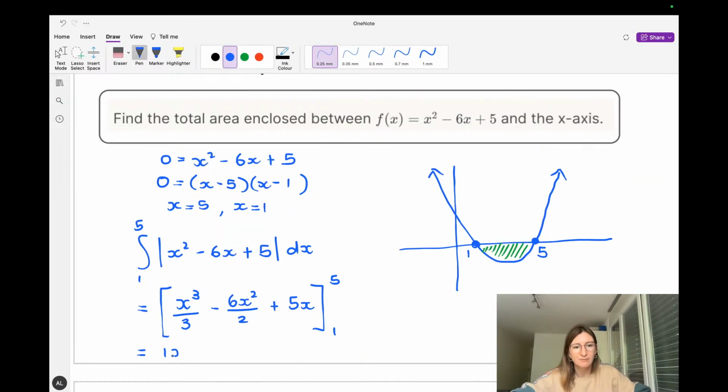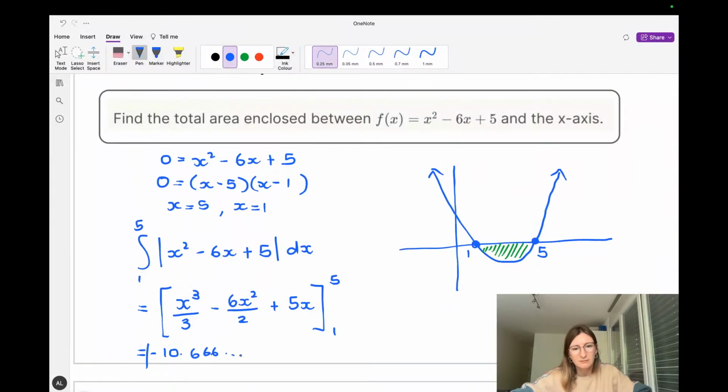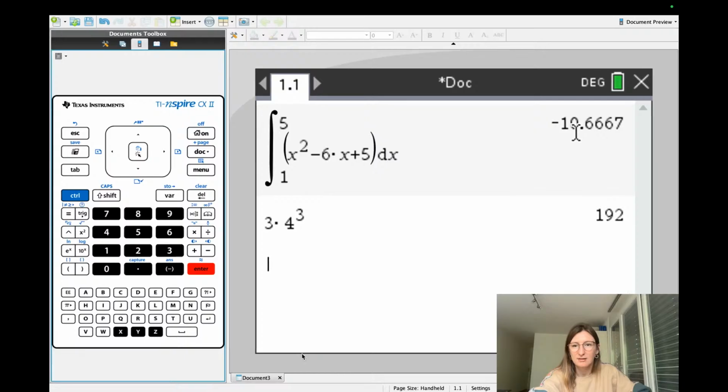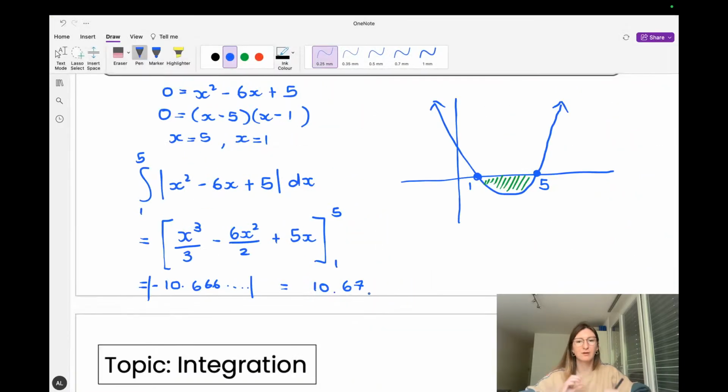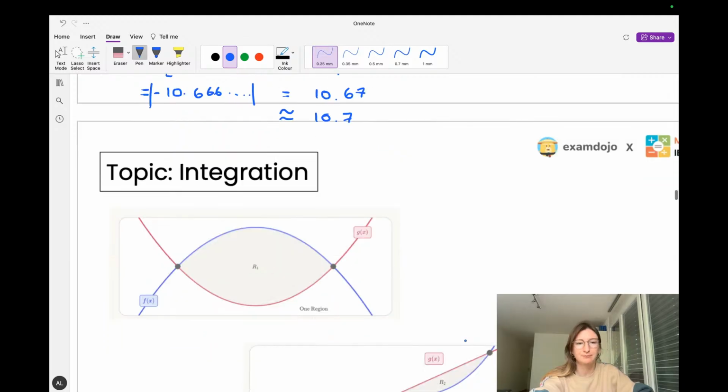So then it was, well, let me just write it. We're negative 10.6666666, absolute valued. So that's going to give us positive 10.67. And there we go. We should do 3 significant figures. Let's get into good habit of that. So 10.7. And that's the area under the curve. And because they said total area, we've got positive. If anything doesn't make sense, just let me know.